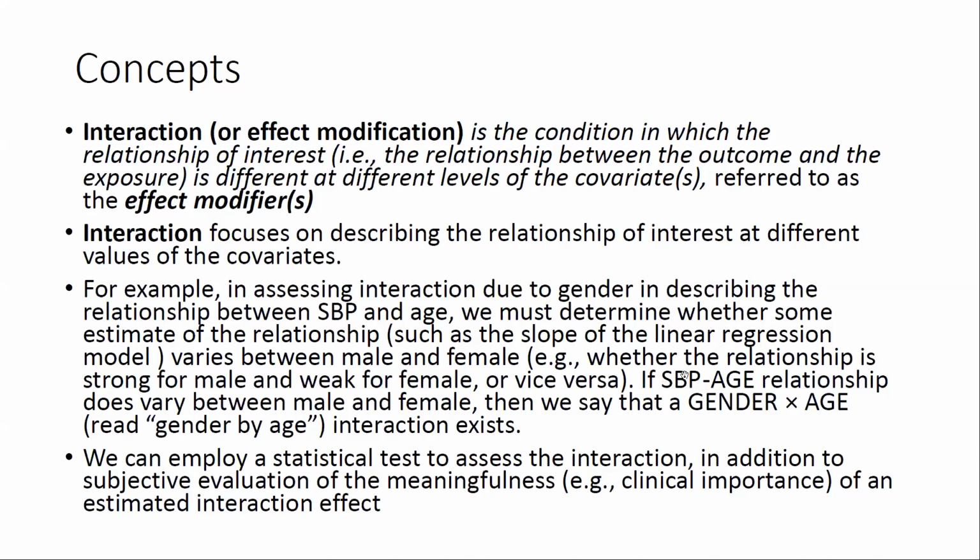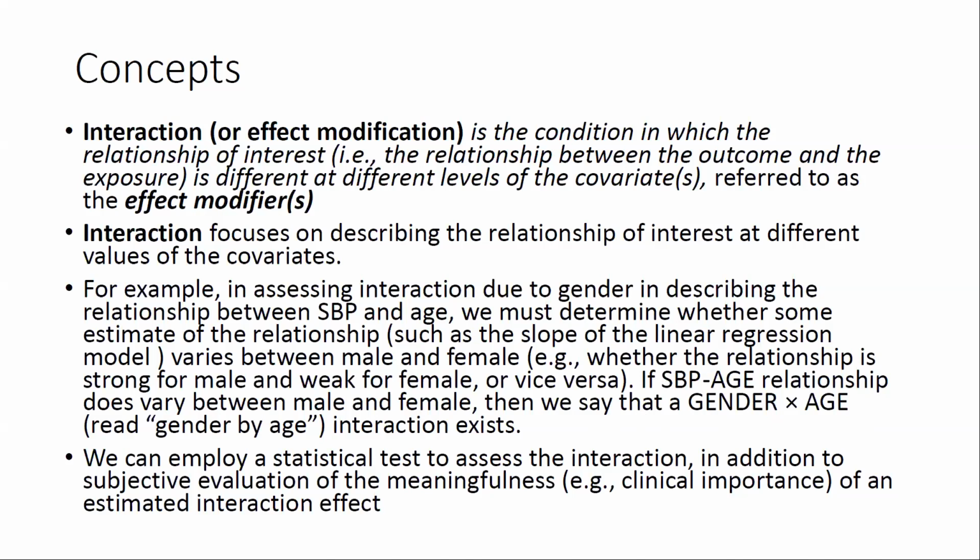So if the relationship between systolic blood pressure and age varies between male and female, then we'll say there is a gender and age interaction. So the notation will be gender cross age. If we say gender cross age, we really mean there is an interaction between gender and age on the outcome, which is the systolic blood pressure.